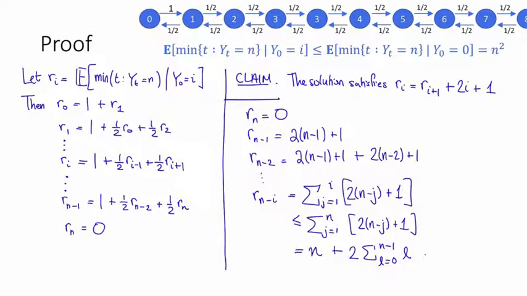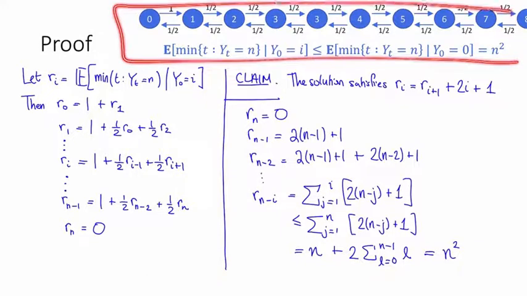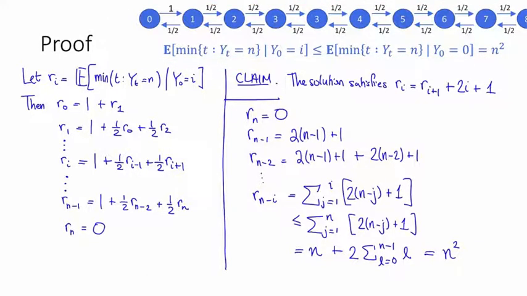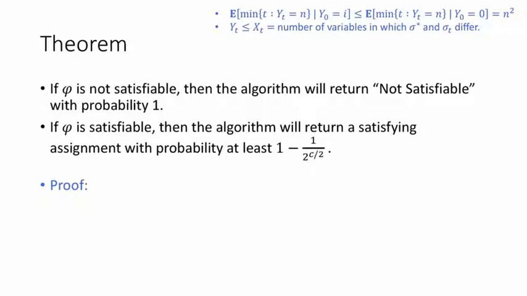But now this whole thing is exactly equal to n squared. So that means that for any i, r sub n minus i is equal to n squared, or alternatively, for any i, r sub i is equal to n squared, and that's exactly what we wanted to show. So that proves this lemma. Finally, we can prove the whole theorem.